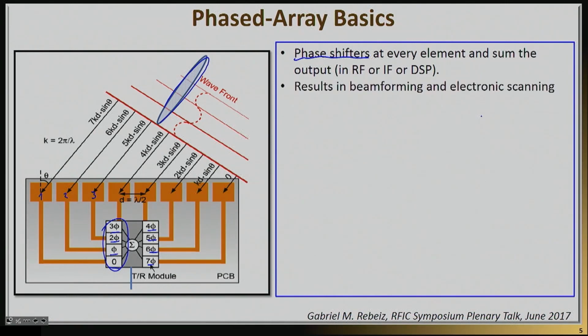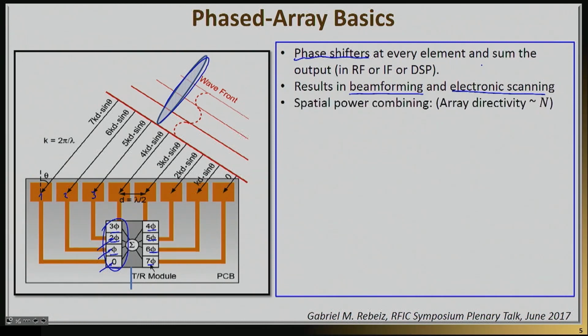The other interesting thing is that not only do you get nice sharp beams, but you can do electronic scanning. That's the huge advantage compared to mechanical antennas: I can digitally control what these phases are, and that means I can change the direction of the main beam in the order of nanoseconds or microseconds, depending on my technology.